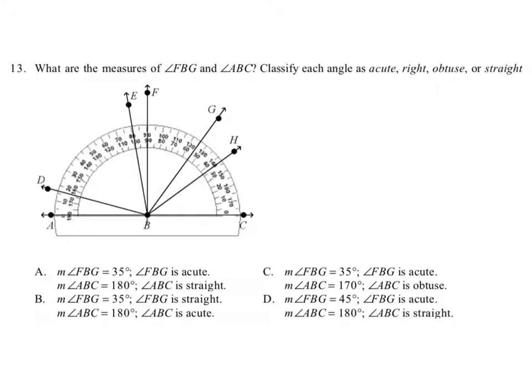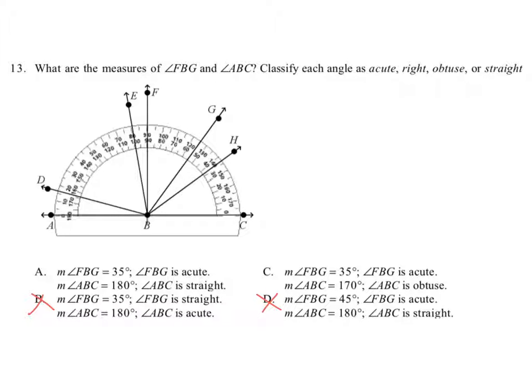So we've got FBG is 35, FBG is acute. That's going to eliminate this one, because it says it's 45, and it's not. And it's going to eliminate this one, because it says that it's a straight angle, and straight angle, no. Straight angles are 180. Okay, now we're going to look at A to B to C.